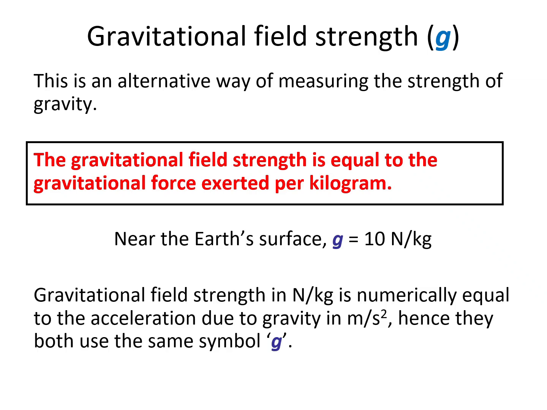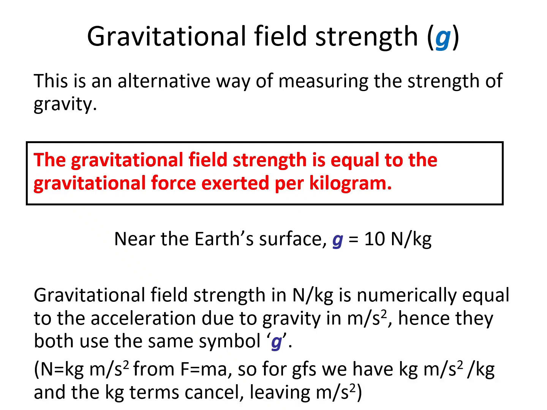Gravitational field strength in nearly all cases is numerically equal to acceleration due to gravity. But you can see the units are different there. And they're both given the same symbol g. Now let's have a look at the units just for the sake of it. Newtons per kilogram doesn't look the same as meters per second squared, but it is.